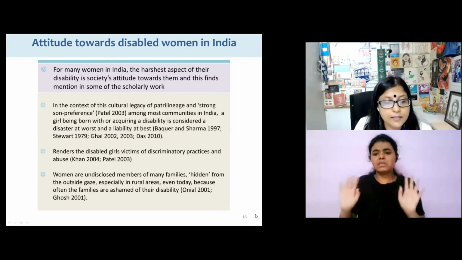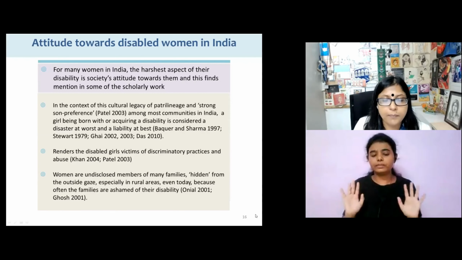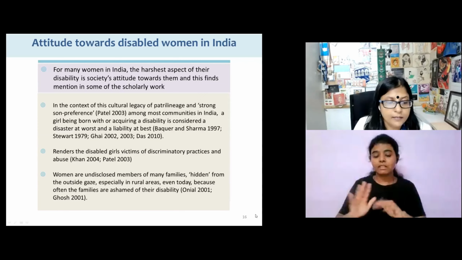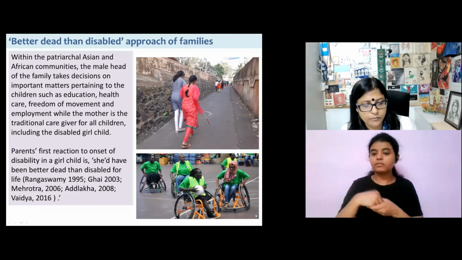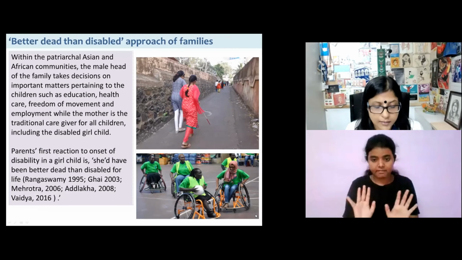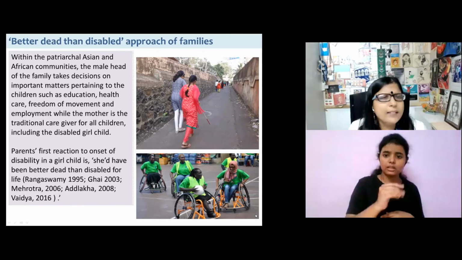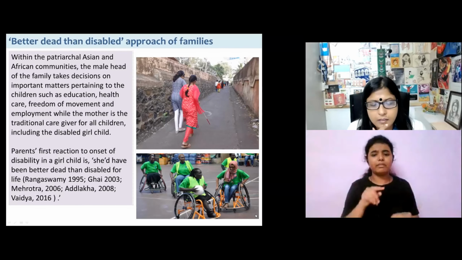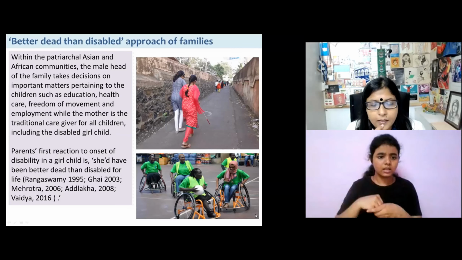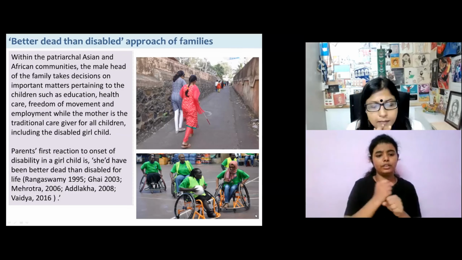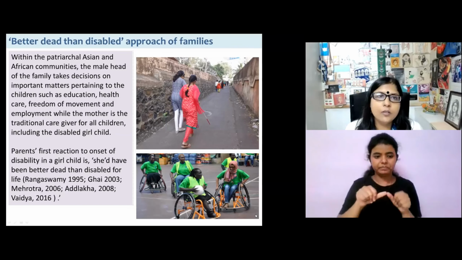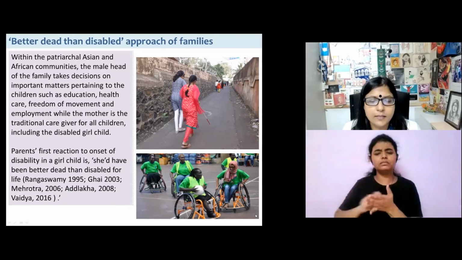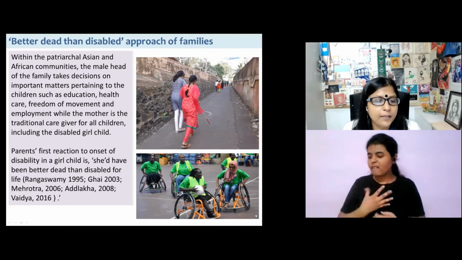And this also renders disabled girls victims of discriminatory practice like female infanticide, including in Gujarat, where we were working on a project several years ago. We found such things. And then, of course, the onset of disability in daughters is considered to be a fate worse than death. And several of our scholars have written about this, including Rangaswamy, Professor Mehrotra, Professor Ghai, Renu Adlakha, and Shubhangi Vaidya in 2016.